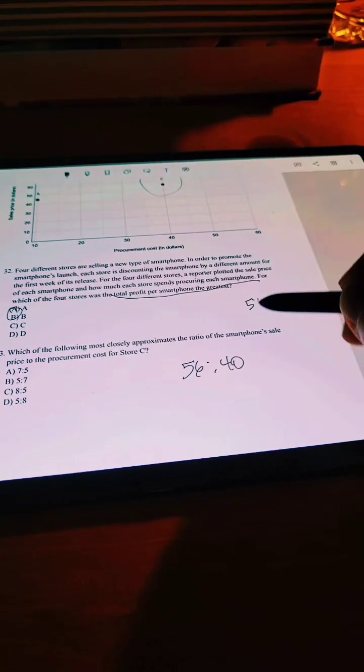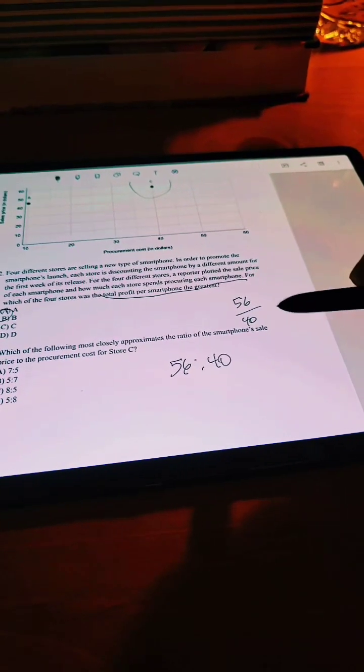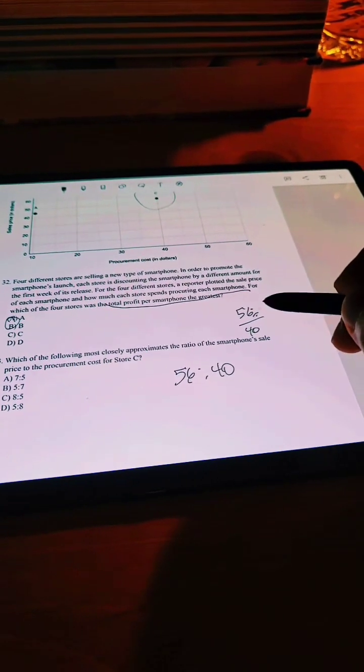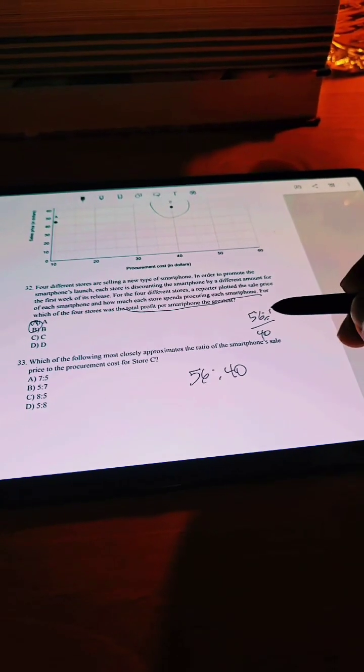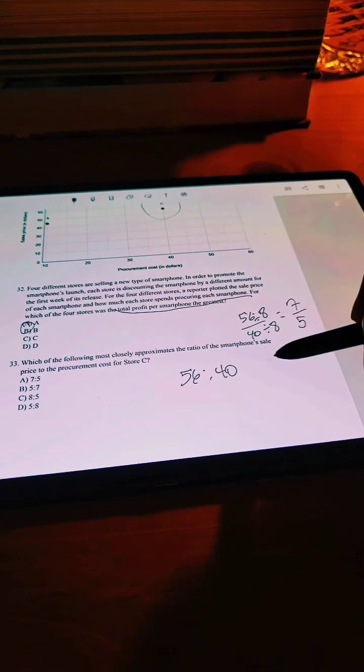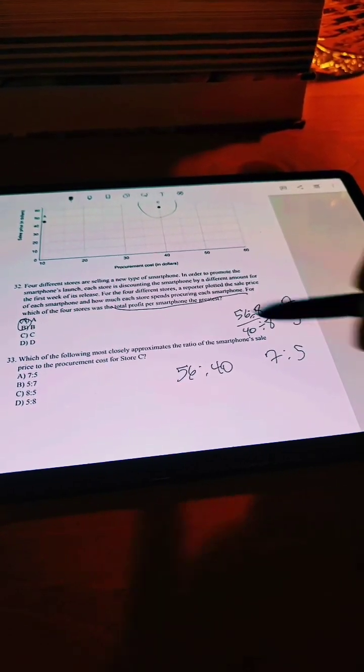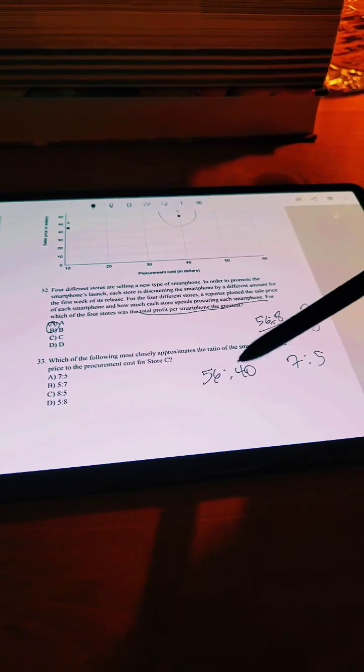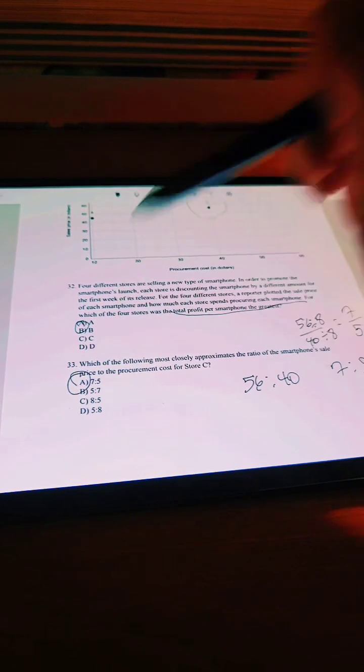Now, remember, ratios you can think of as the same thing as a fraction. Like you could pretend this is 56 over 40. The same rules would apply for simplifying it, where you find the greatest common factor. So I'm going to divide by 8 on top and bottom, and I'm going to get 7/5, which is the same thing as 7 to 5. The same rules apply whether it's a colon or fraction bar for simplifying. So it's going to be A.